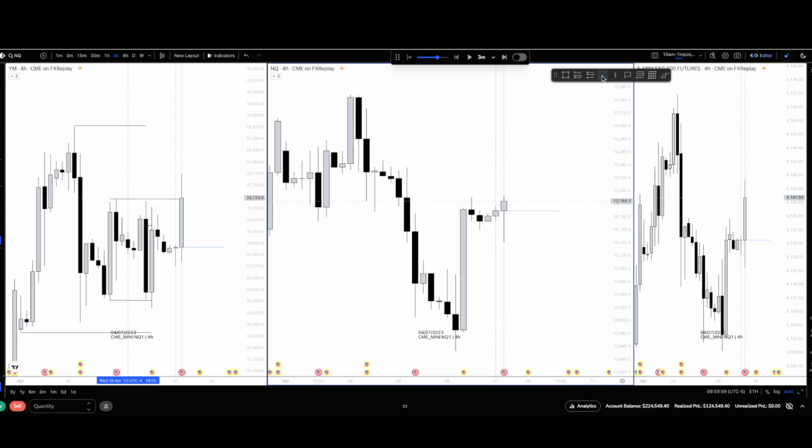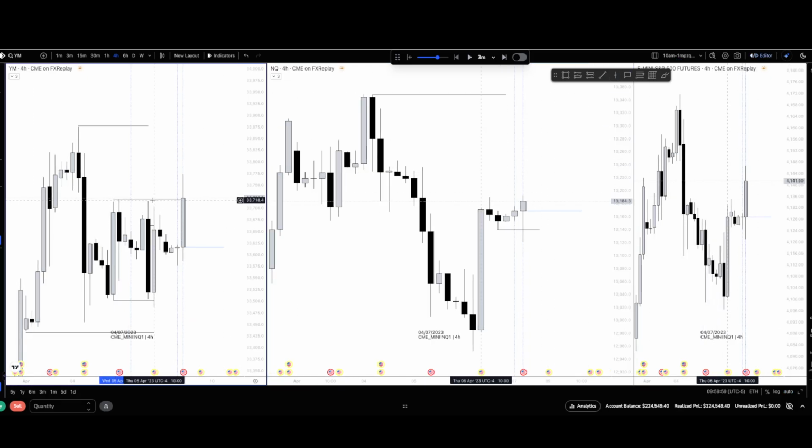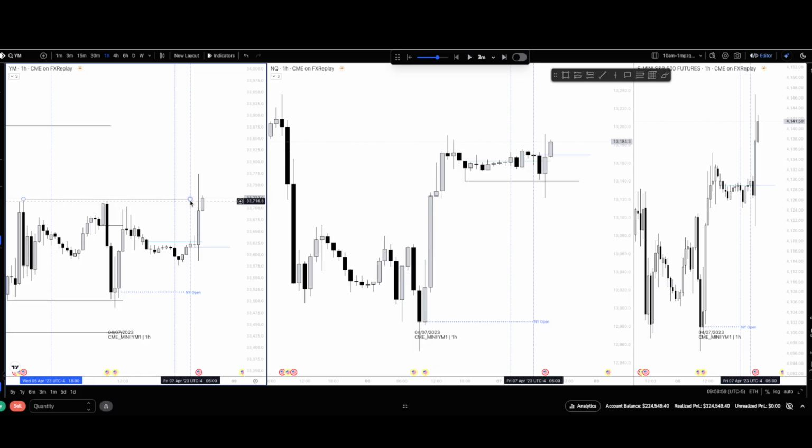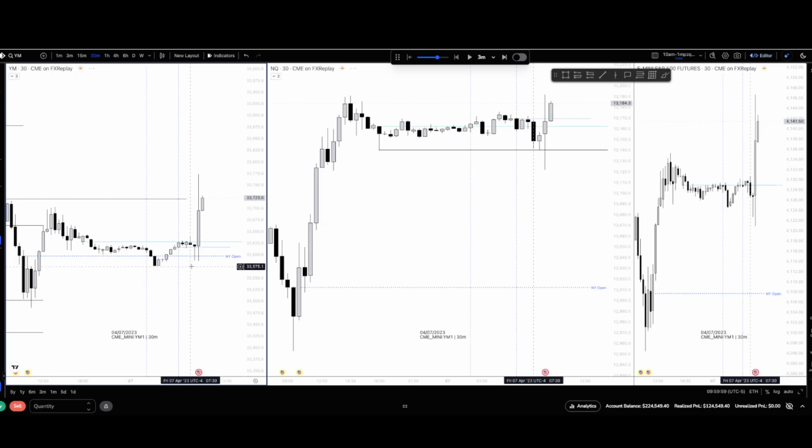Okay, so we got a clear internal external model. Expansion met with expansion, internal external. Draw on liquidity is here. YM is tapping us into a very relative high. With YM tapping us into a very relative high, this is trading a news candle.